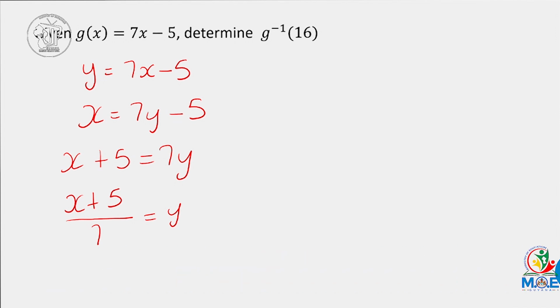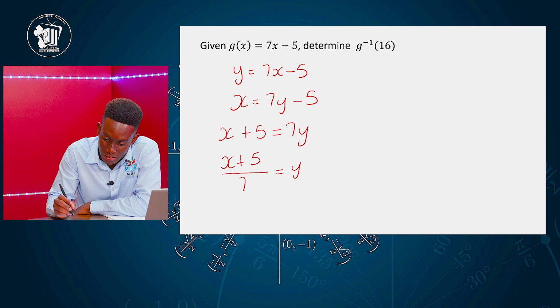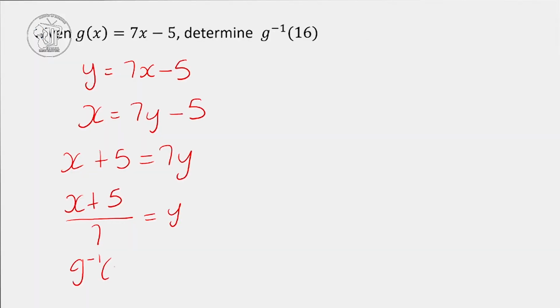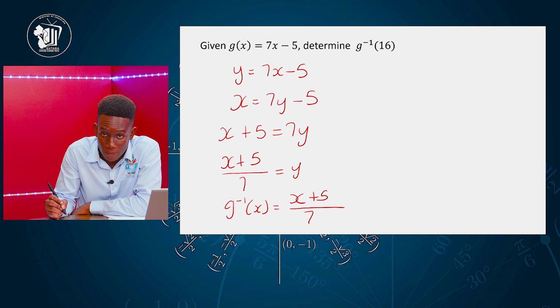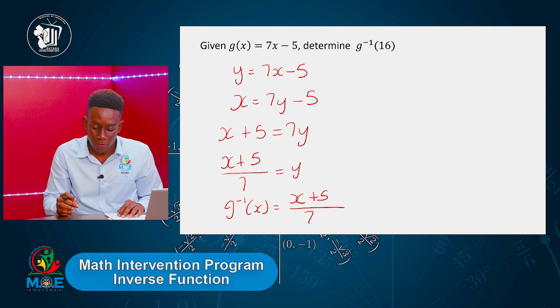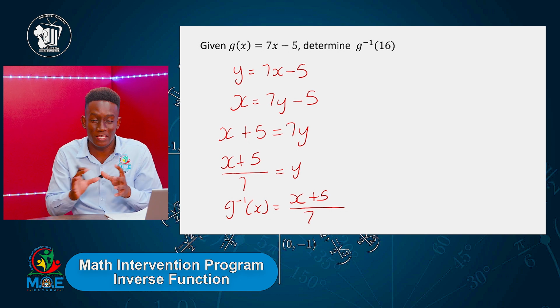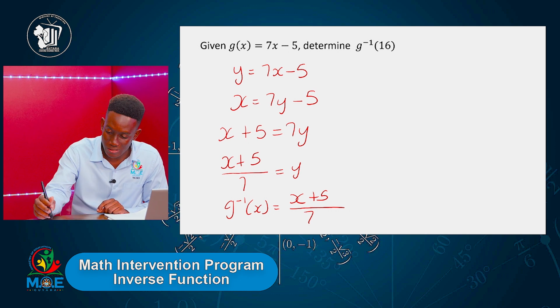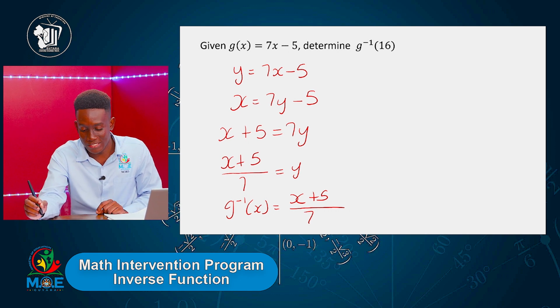And the last step, we replace y with the inverse notation. So in this case, we'll have g inverse. So g inverse of x is equal to x plus 5 all divided by 7. So this is where we can now find g inverse of 16. We have the inverse function: g inverse of x is equal to x plus 5 all divided by 7. Now we can proceed to find g inverse of 16.